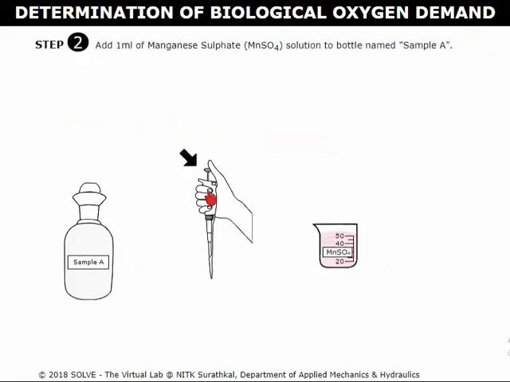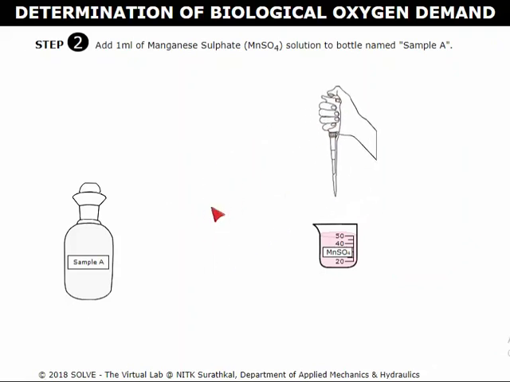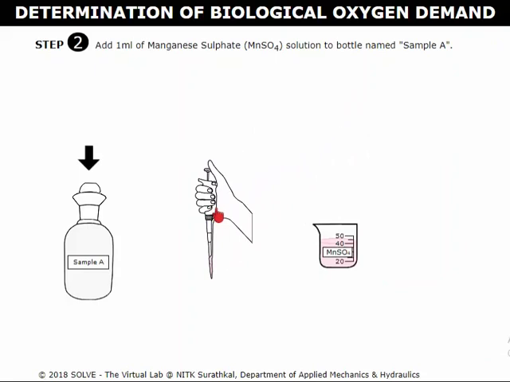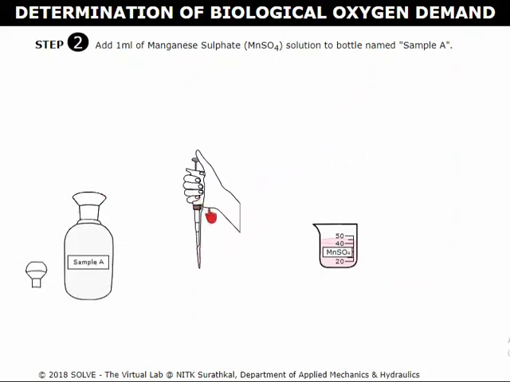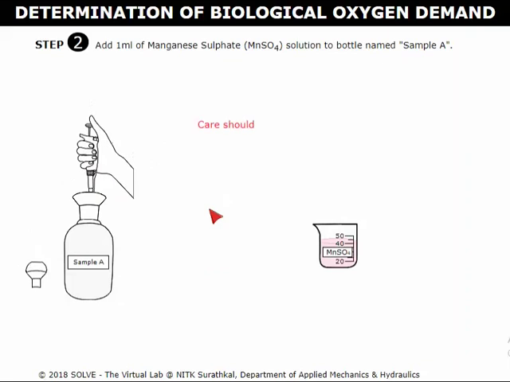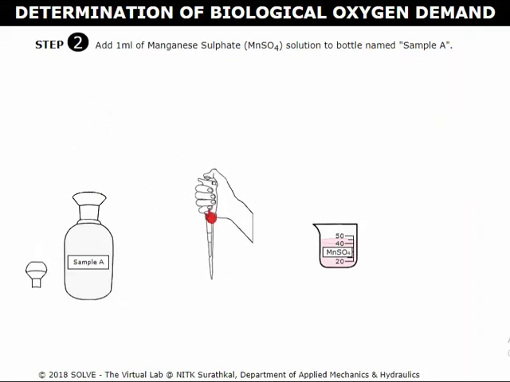Click on the automatic pipette here and place the pipette in the manganese sulfate solution. Click here to open the bottle. Click here to transfer the 1 ml of solution into sample A. Care should be taken to avoid the bubbles. Click here to close the lid.